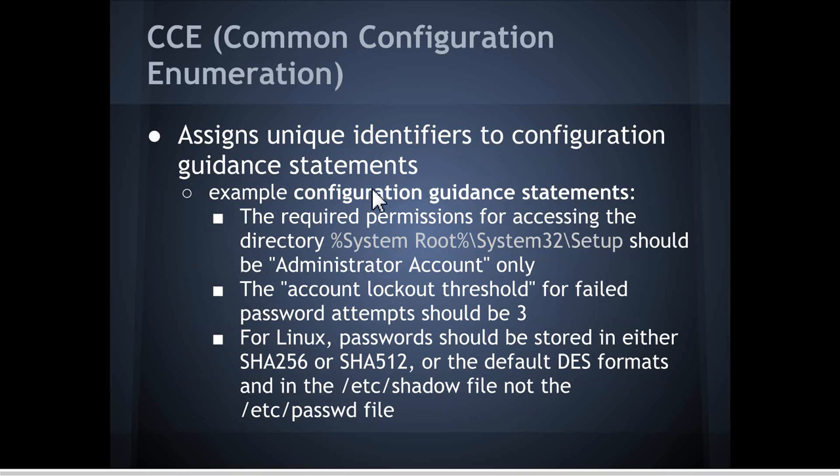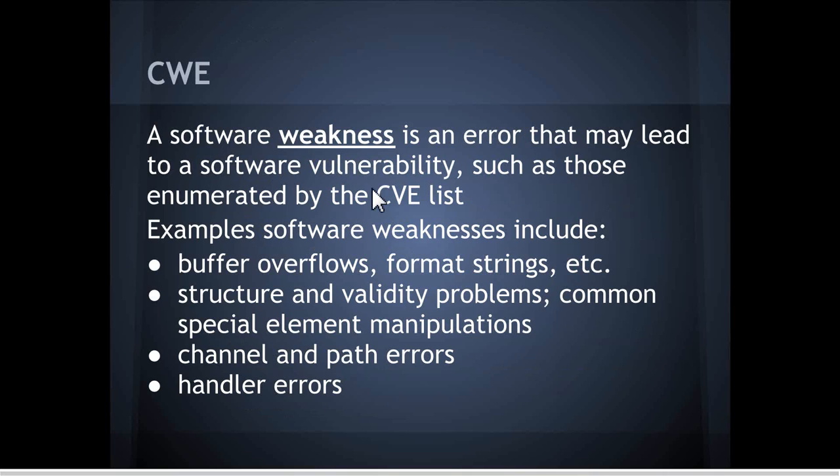CCE stands for Common Configuration Enumeration, and the purpose of the CCE list is to assign unique identifiers to configuration guidance statements. Configuration guidance statements are essentially things like: the required permissions for accessing the directory system root system32 setup should be restricted to the administrator account only. Basically, these are guidelines on the way systems should be set up. So, for password attempts, the lockout threshold should be 3 failures. It's pretty straightforward stuff.